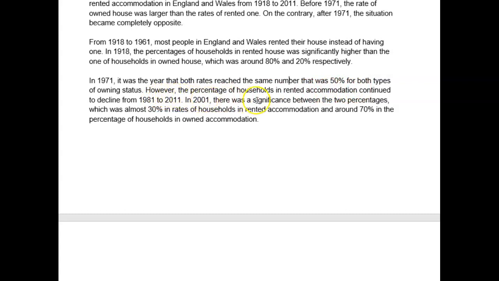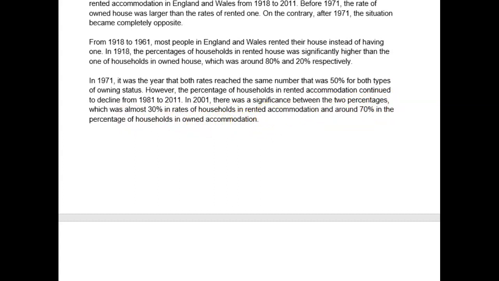In 2001, there was a significance between the two percentages, which was almost 30% in rates. I don't understand that. "Of household and rented accommodation." Okay. And around 70% in the percentage of households in owned accommodation.